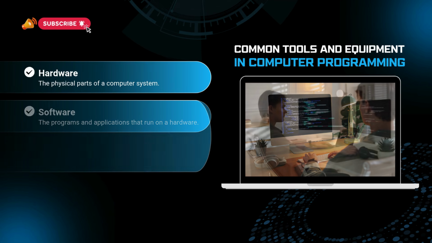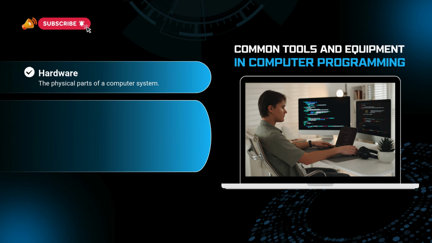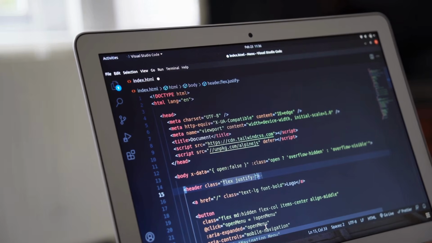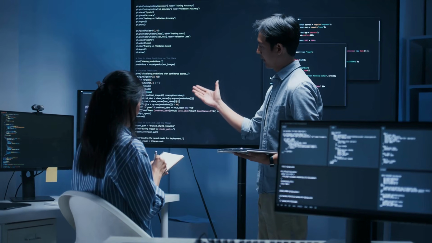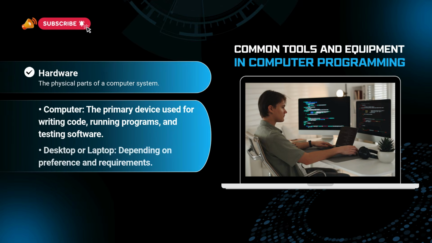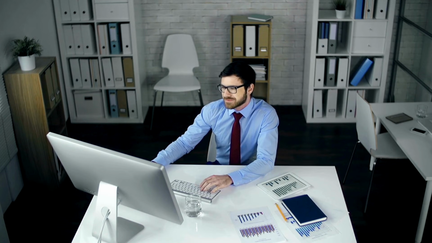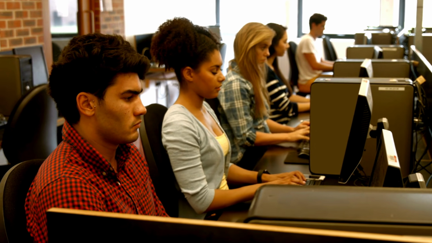And the most important device is the computer itself, which we use to write code, run programs, and test software. This can be either a desktop or a laptop, depending on the programmer's preference and requirements. Without hardware, programming would not be possible because it provides the platform where all the work takes place.